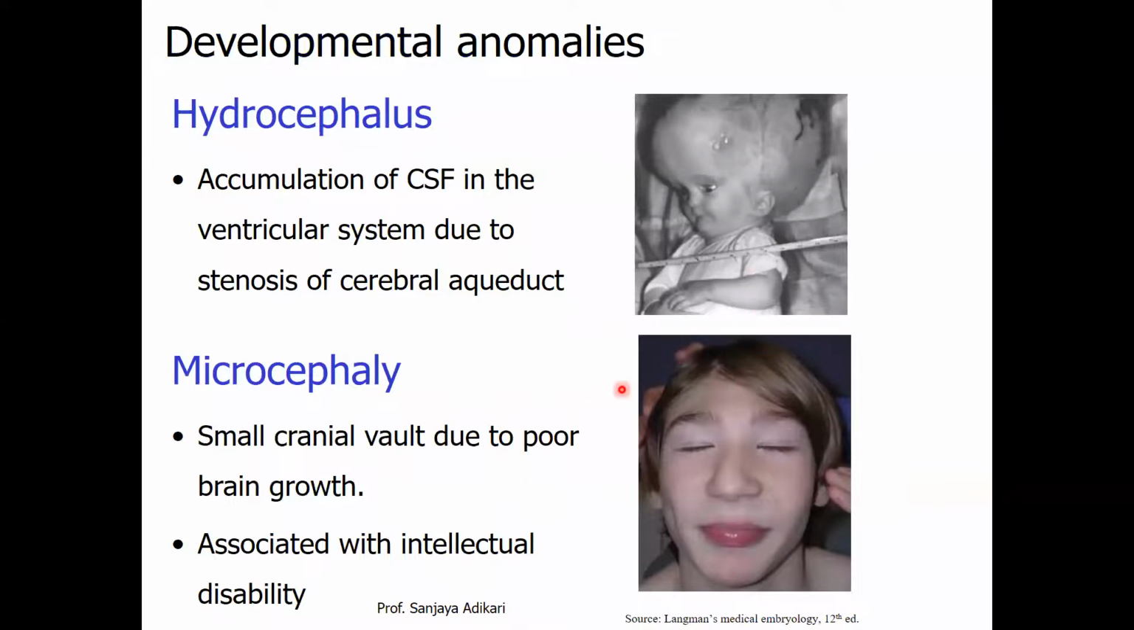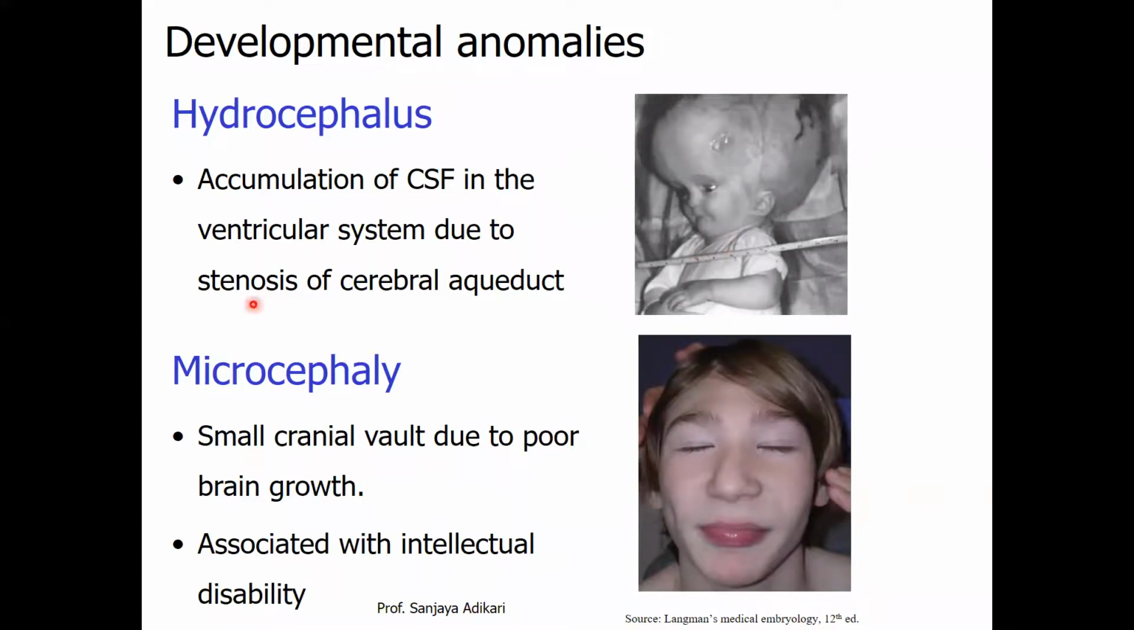Then developmental anomalies. There are certain developmental anomalies related to the development of the central nervous system and the nervous system as a whole. Sometimes during development, there can be stenosis of the cerebral aqueduct. It doesn't develop properly, and CSF tends to accumulate in the area of the brain above that. So you can see the brain enlarges because of the large ventricular cavities filled with cerebrospinal fluid, and the skull is not well developed at that stage. Therefore, the skull bones get separated at the suture lines, and you can see a huge head compared to the size of the face.